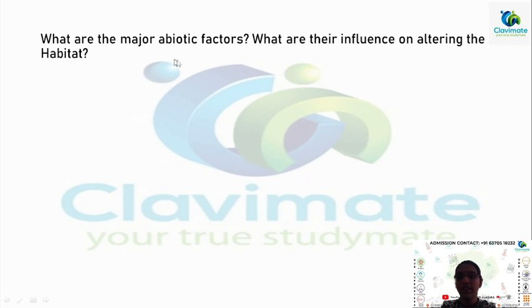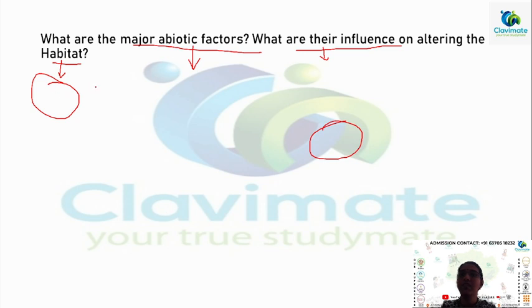Now let's get into the first question. The question states, what are the major abiotic factors? Here you have to list the major abiotic factors and what influence they have on altering the habitat. That is, what role does the abiotic factor play in the organisms living in the habitat? So what is a habitat? Habitat is a region which is suitable for an organism to live. So what are the major abiotic factors that help the organisms to live in a habitat? That's what we are going to see.